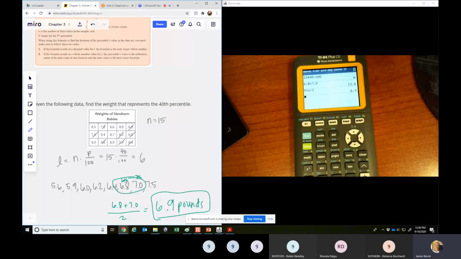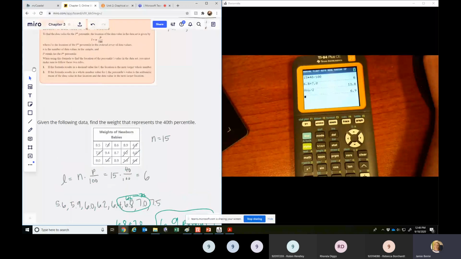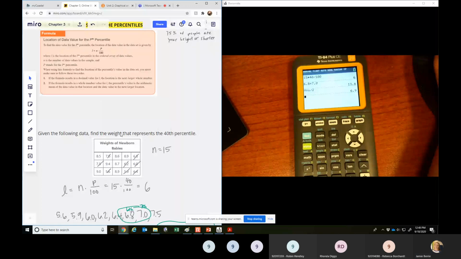So when should you use this formula? You should use this formula if you're asked a question like, find the 40th percentile, or find the 50th percentile, or find the 12th percentile. So if you're asked to find a percentile, this is the formula you use.